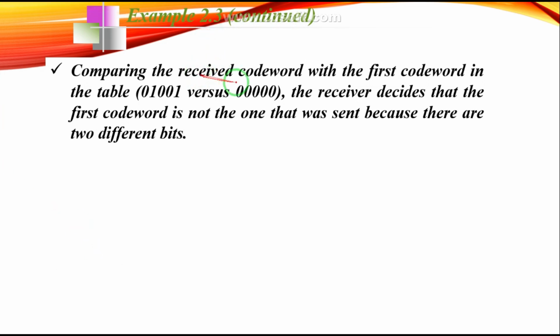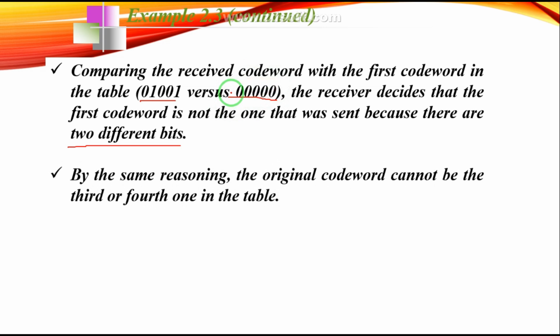Comparing the received code word with the first code word in the table, that is 01001 versus all zeros, the receiver is going to decide that the first code word is not the one that was sent, because there are 2 different bits. We are going to assume it was a single bit error, but since 2 bits are different, that is 2 ones over here, it came to know that the first code word doesn't match with this one.